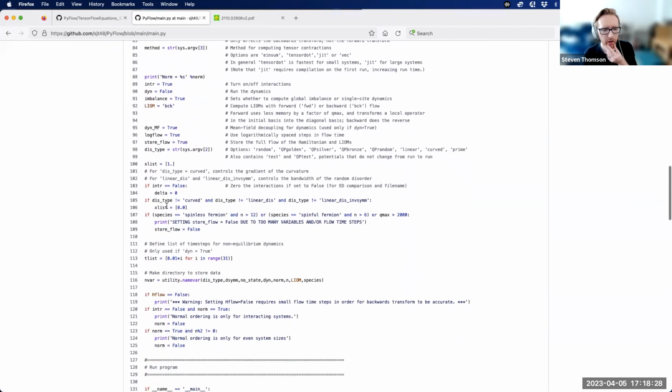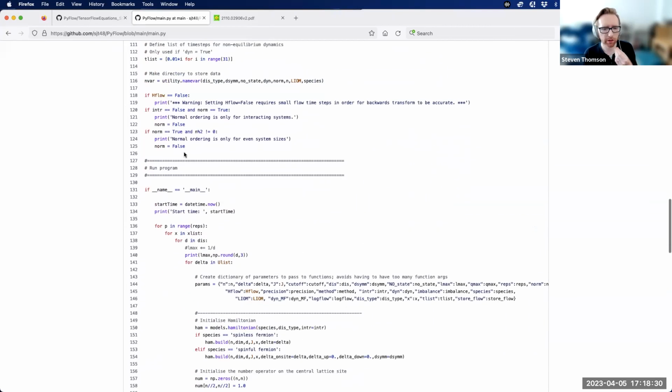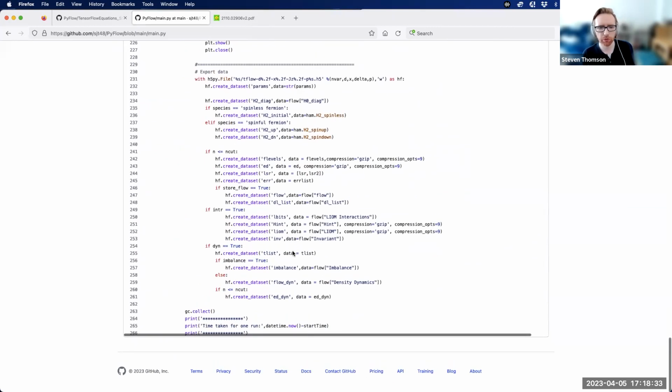Ideally, you should never have to look at anything below these lines, and it should just output a file that has the diagonal Hamiltonian, the eigenvalues, and the ED eigenvalues as well if the system is small enough. It'll compute things like the L-bit interactions and the L-bits themselves. It will compute the flow invariant, but I'm not certain the public version does that correctly. I don't remember, I've not updated this for a few months. It can also do some dynamics, like the imbalance or the dynamics of a single local density operator on one site.